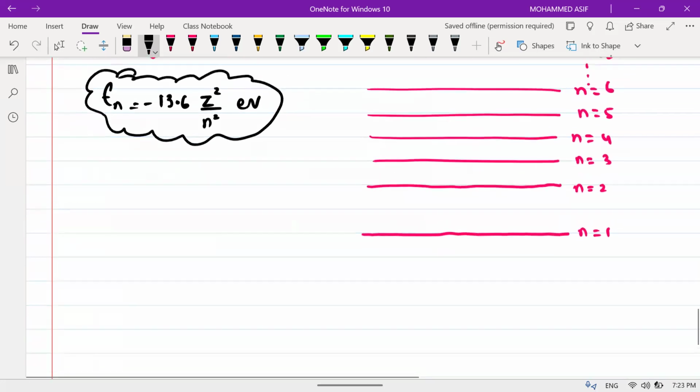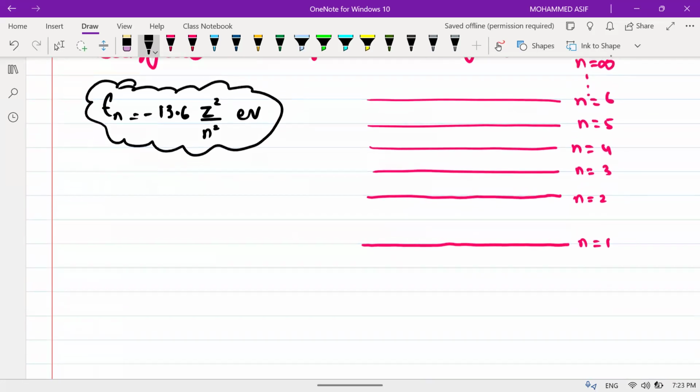Now if I'm talking about a hydrogen-like atom, the Z value is 1. If I take n equals 1, the energy of the first orbit comes out as minus 13.6 times Z square. You need to learn this by heart. If I'm taking a hydrogen-like atom, take Z as 1. So this is your energy level.